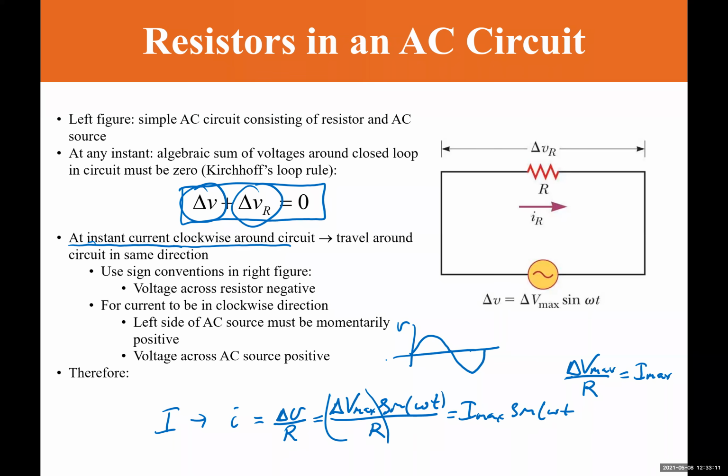Current goes back and forth. Whenever the voltage is positive, current goes clockwise. Whenever voltage is negative, the current goes counterclockwise. That means it constantly changes. Clockwise, then counterclockwise. Clockwise, then counterclockwise. So back and forth. All right, so you can use a sign convention in the right figure.